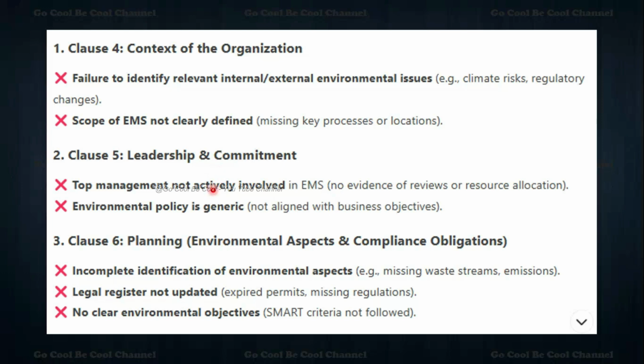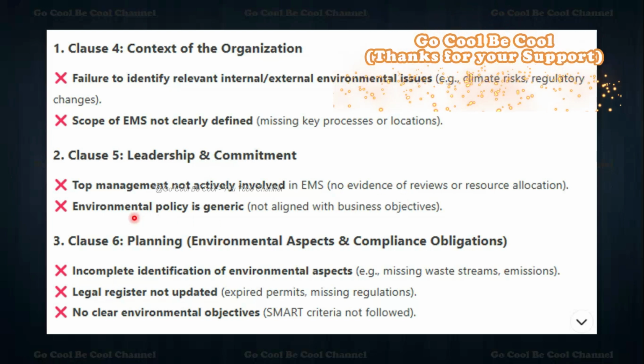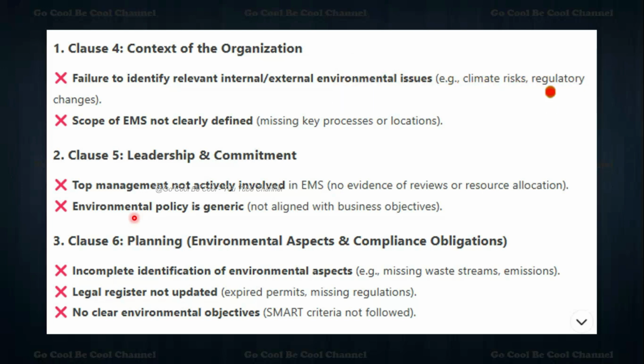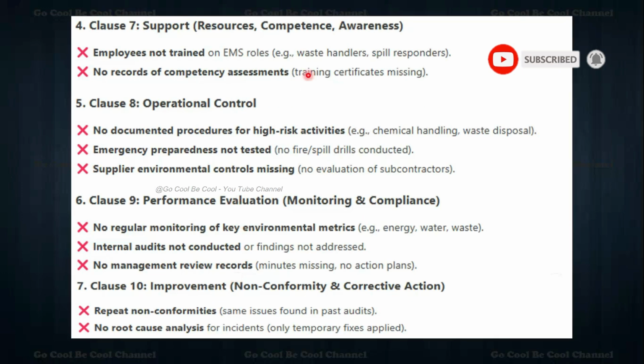The environmental policy is generic and not aligned with the business objectives. Then clause 6, planning, environmental aspects and compliance obligations. There is incomplete identification of environmental aspects, for example missing waste streams, the legal register not updated, and expired permits or missing regulations. Also there are no clear environmental objectives, as SMART criteria are not followed. So these are the major three clauses where we can see NCs.